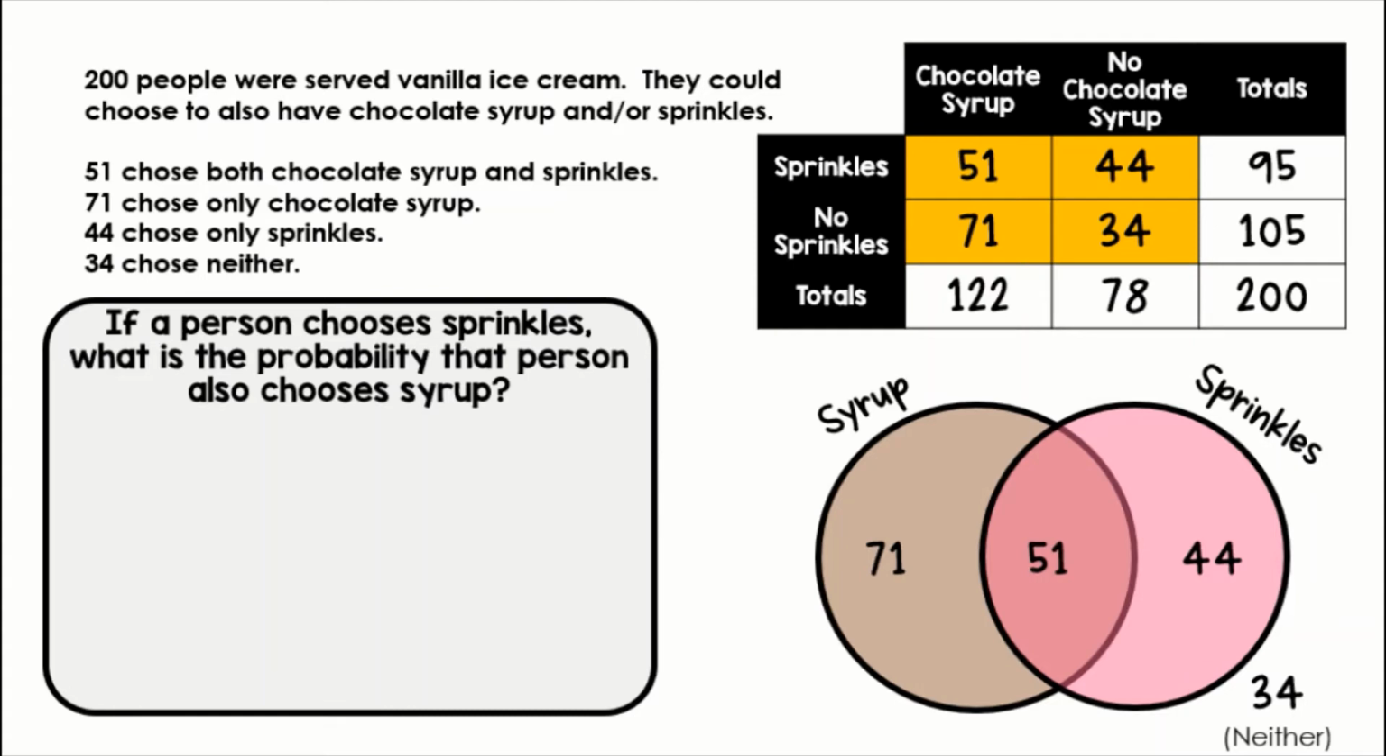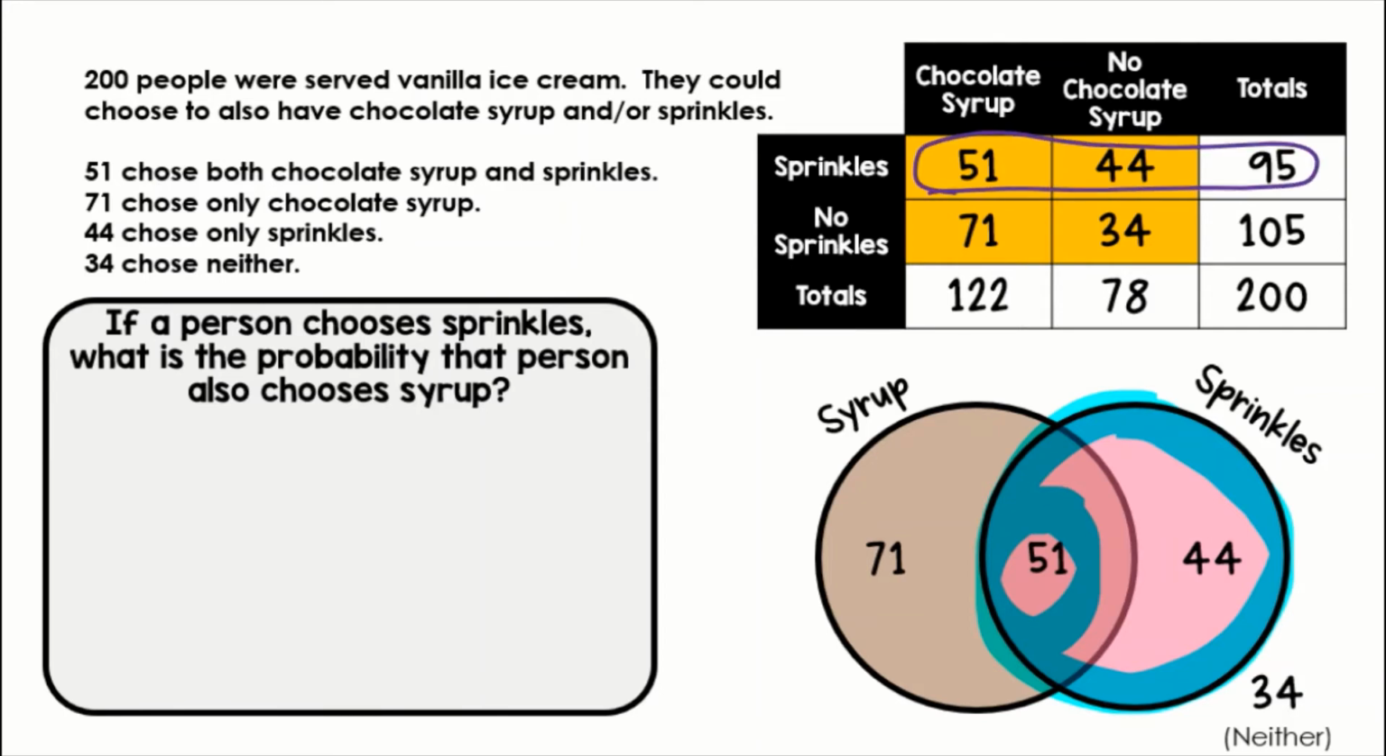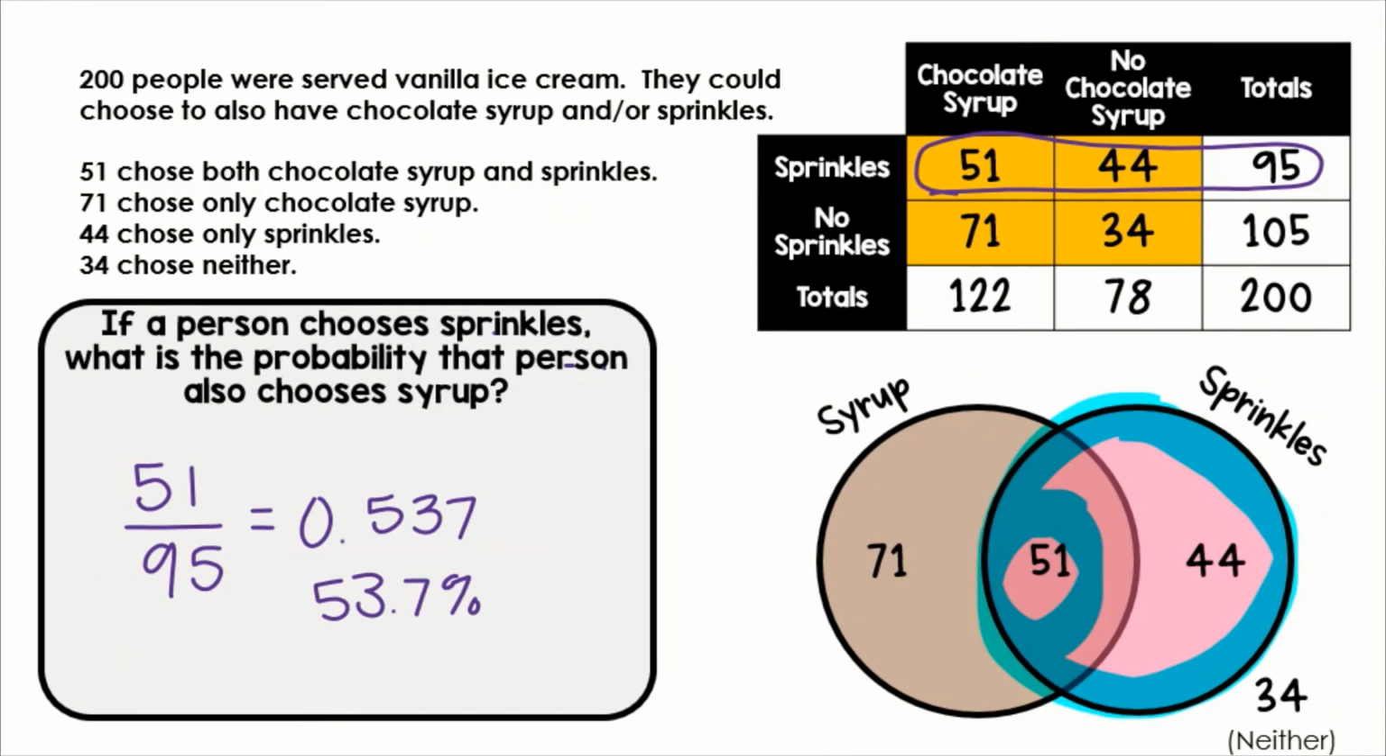All right, so this time we're only looking at the people who chose sprinkles for our total group. And out of that group, the probability that they will also choose syrup, and that's represented here by the 51. So let's set up a ratio. Our total group here, 51 and 44, or if we look up here in our table, 95. And out of that group, the people who also chose chocolate syrup would be 51. To get 537 thousandths, we'll round off there, or 53.7%.